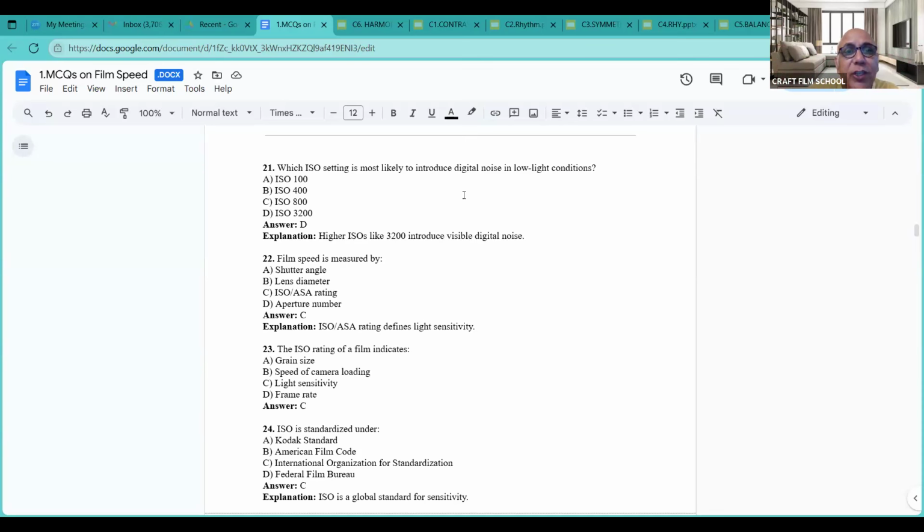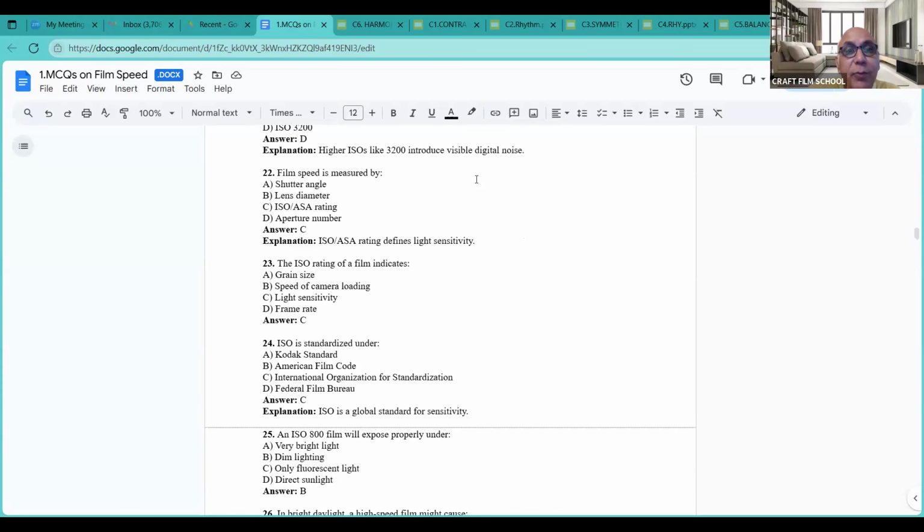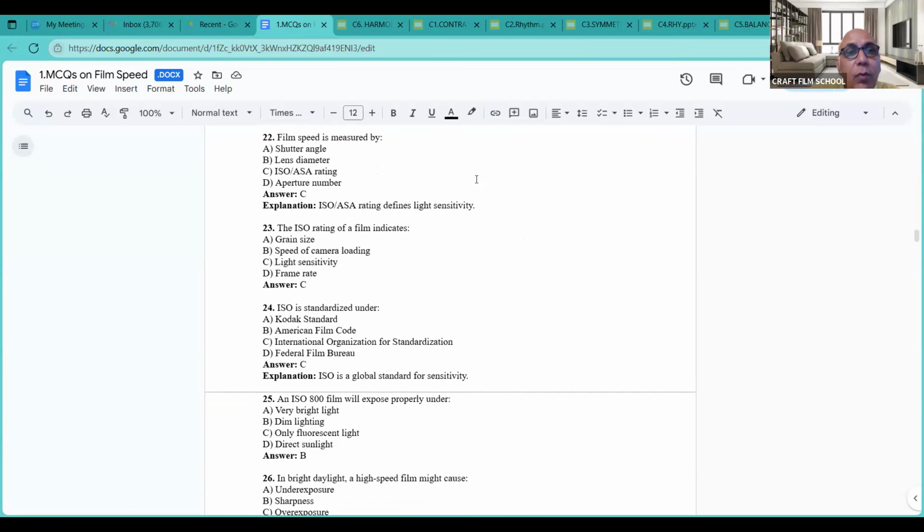So the question is, which ISO setting is most likely to introduce digital noise in a low light condition? Obviously, whenever you use a high speed, which means higher ISO, it will give you digital noise, which means a grainy image in a common man's language, but he is using a very technical term called digital noise. So obviously in the high speed film, which means higher ISO.